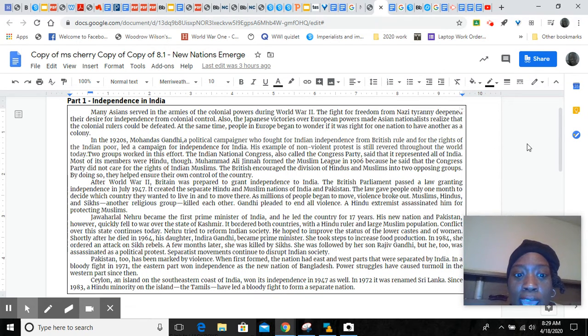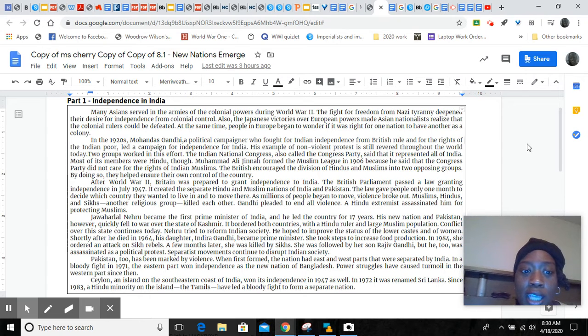One group is called the Indian National Congress, also called the Congress Party. They said that it represented all of India. Most of its members, however, were Hindu, and we should have looked up Hindu and found out that that's a religion in India. Muhammad Ali Jinnah formed the Muslim League in 1906 because he said that the Congress Party did not care for the rights of Indian Muslims.